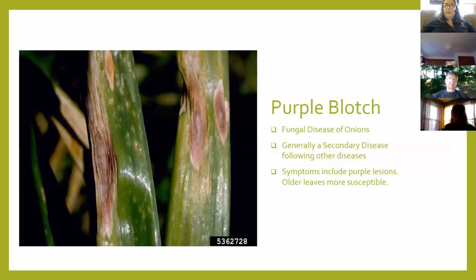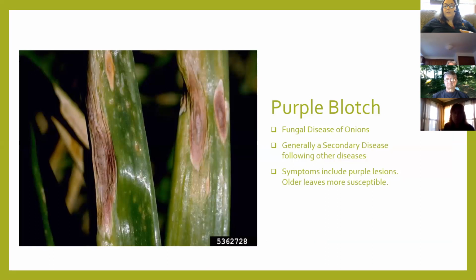And then you have purple blotch. I chose this one because I thought it was a pretty interesting one. It's a fungal disease specific to onions. This one isn't generally a primary disease. It's what we call a secondary disease. So if that onion were to contract another disease, this one would decide, oh, hey, it's an already injured plant, I'm going to go in and start affecting it.